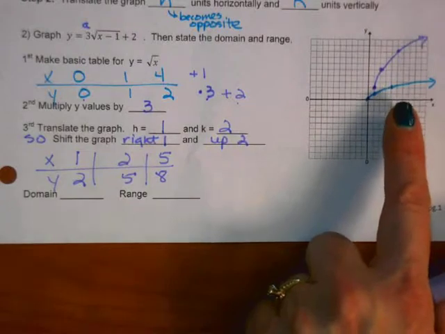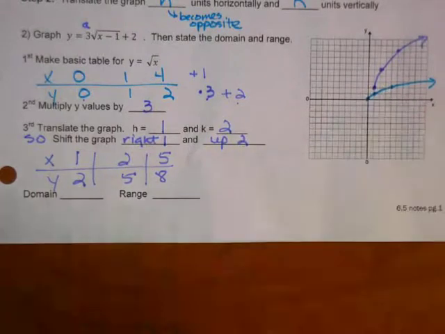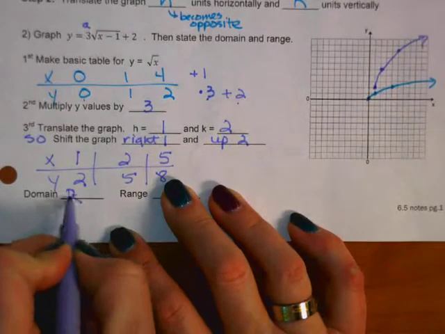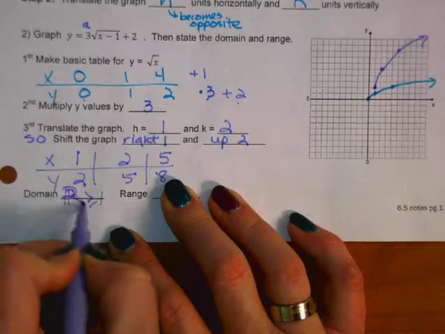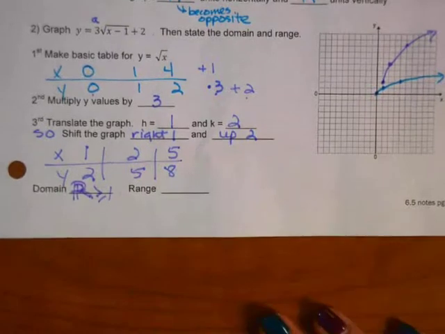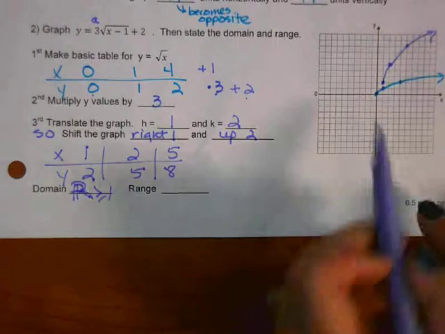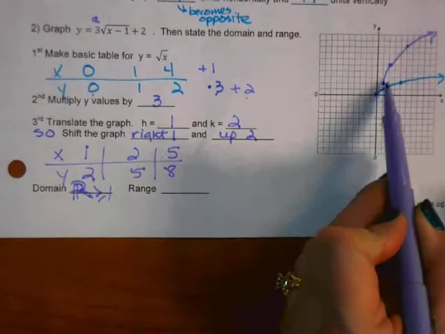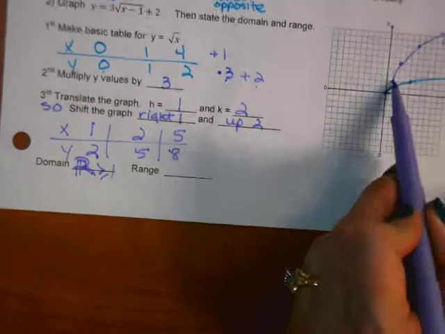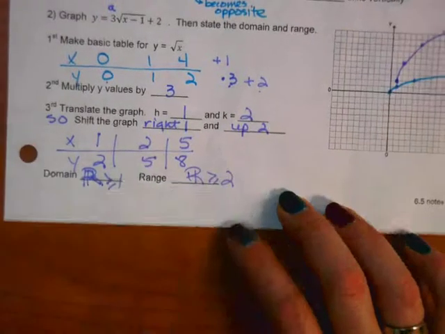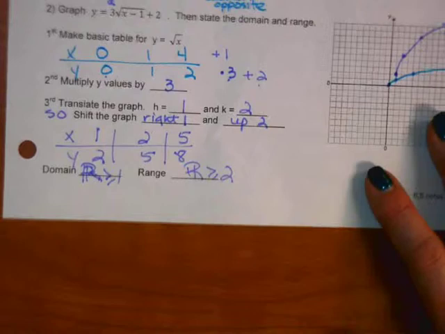My x values are all greater than or equal to 1. My x values are all real numbers. The domain is all real numbers greater than or equal to 1. The range, see here it starts at 2, and it goes up from there. So the y values are all reals greater than or equal to 2. You have to base it off your graph.